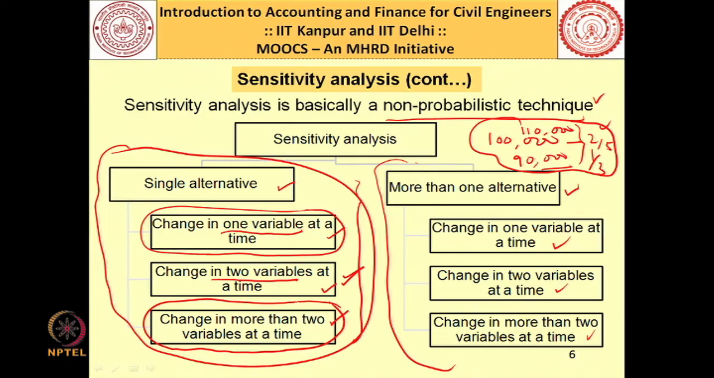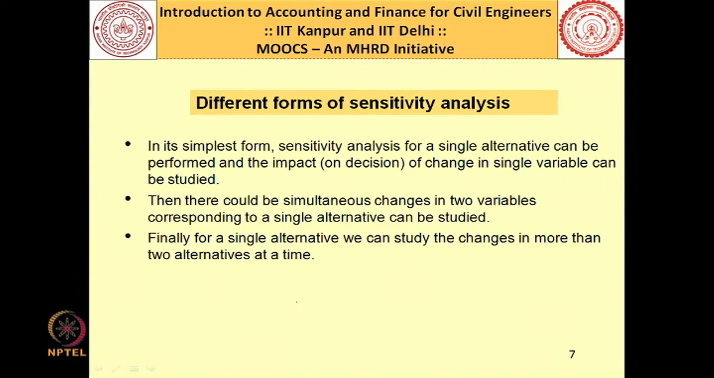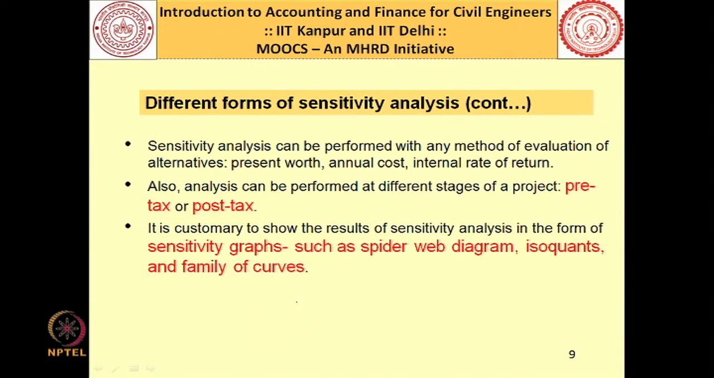In order to illustrate whatever we have discussed so far, we will take one small example and explain how to go about it. You will also find that sensitivity analysis can be performed with any method of evaluation we have studied so far. It could be the present worth method of evaluation, or the annual cost method of evaluation, or the internal rate of return method of evaluation. Also, this analysis we can carry out at different stages.